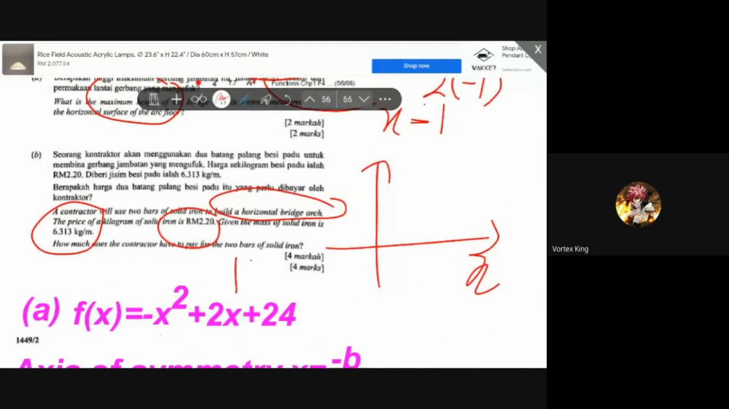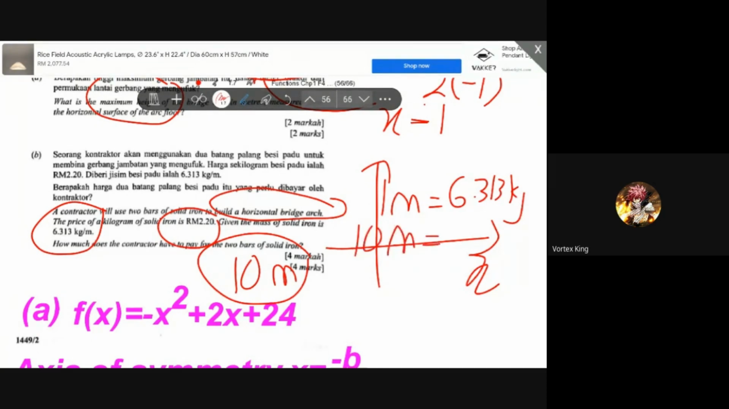So, length 10 meter. So, sekarang soalan bagi 1 meter equals 6.313 kg. So, 10 meter, how heavy is it? Saya nak tanya. What is the berat untuk steel bar? Yes, very good. 63.13 kg. Okay, and then here, soalan pergi lagi. 1 kg, 220. So, 63.13 kg, how much? Can anyone count?